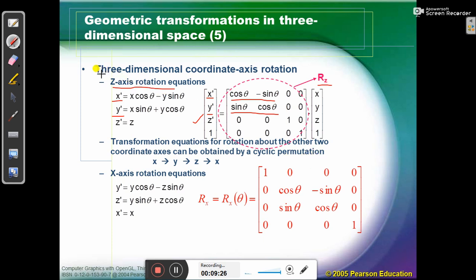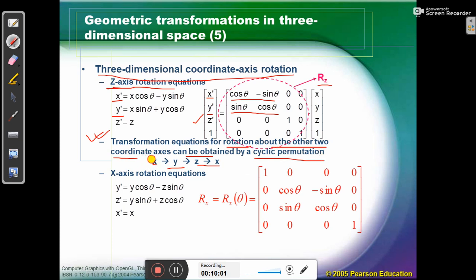So if you want to do the 3-dimensional coordinate axis rotation, and there is any rotation with respect to the z axis, then first z, then x. If you are in x, then apply y. So the transformation equation, that is a very important point. This is a very important point: the transformation equation for rotation about the other two coordinate axes can be obtained by a cyclic permutation.